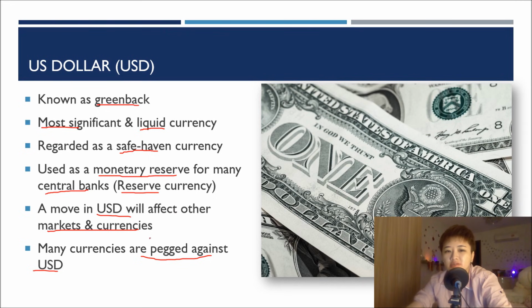Now, when it comes to this term called pegging, there are different types of it. If you want me to do a video on this in detail, also let me know down in the comment section below. Because when it comes to which currencies are being pegged against USD, it would determine which kind of currency you should trade and focus on.